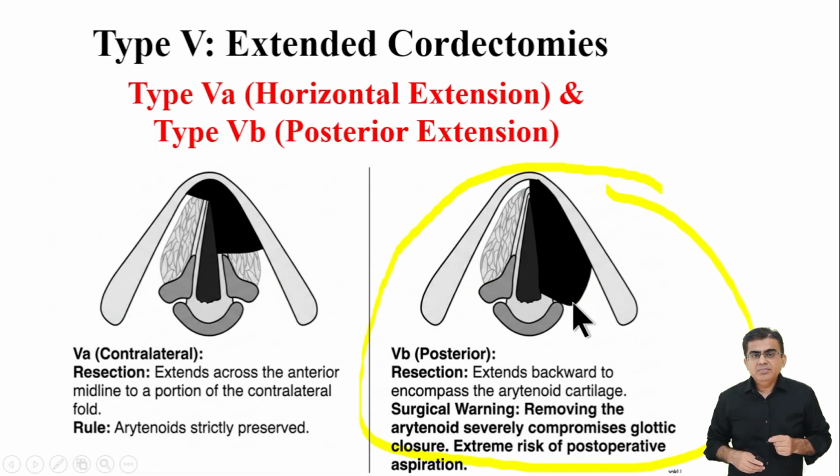Removing the arytenoid badly compromises the natural physical closure of the glottis. This will place your patient at an extremely high risk of severe post-operative aspiration. Because they cannot safely protect their airway while swallowing, they can easily develop aspiration pneumonia. Therefore, you must select your patient very carefully and counsel them thoroughly before ever attempting a type 5B procedure.